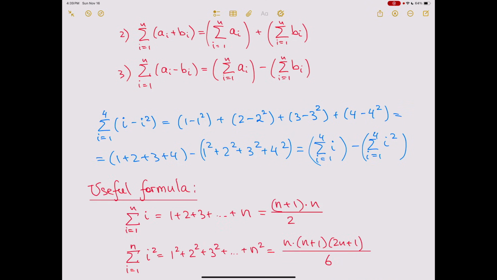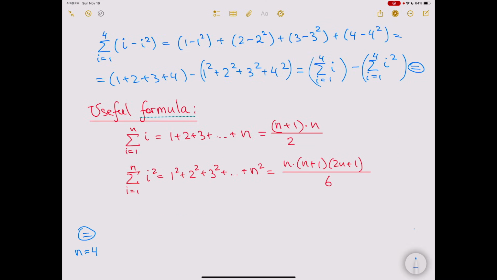When the index n is a large number, the sum of i's or the sum of i squares will be calculated using one of the following useful formulas. The sum of i's as i changes from 1 to n can be calculated as n plus 1 times n divided by 2. The sum of i squares, where i is changing from 1 to n, is calculated by the formula n times n plus 1 times 2n plus 1 divided by 6.